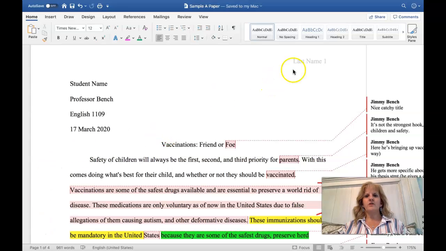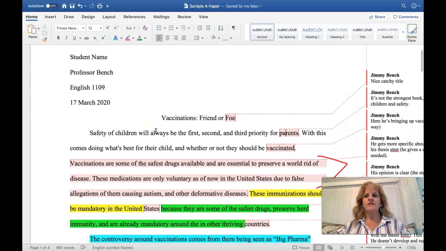So let's make sure we know the last name, your last name, and the page number should be in the upper right-hand corner for MLA format. And then here's the proper header for an MLA paper. You notice it's all double spaced. There's no triple spacing anywhere. There's just double spacing throughout the entire paper.